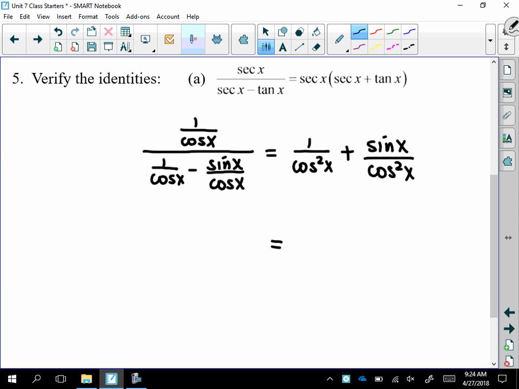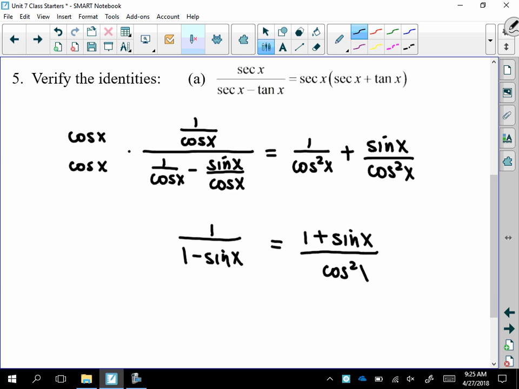And then here, I have a compound fraction, so I'm going to multiply everything by the common denominator, which is just cosine. So I would have 1 over 1 minus sine, and this is 1 plus sine over cosine squared. And as soon as you rationalize this 1 minus sine on the left-hand side, then the two sides would be equal. That works. Everybody good on A?